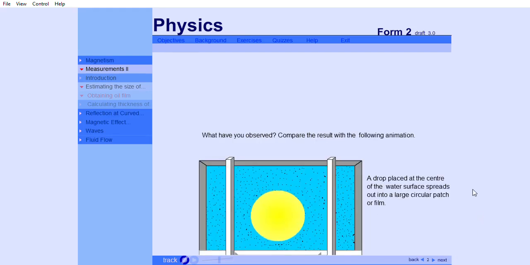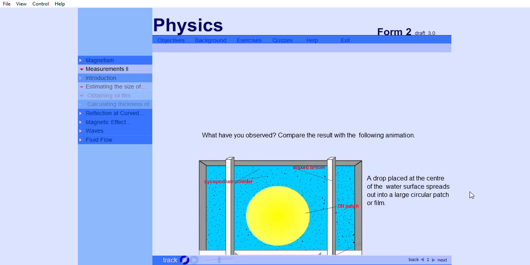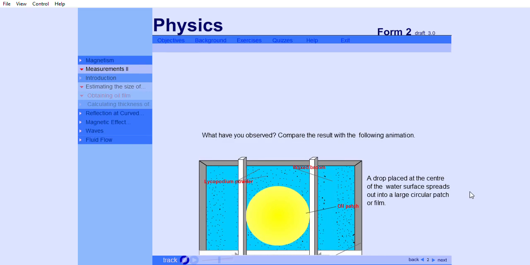What have you observed? Compare the result with the following animation. A drop placed at the center of the water surface spreads out into a larger circular patch or film.